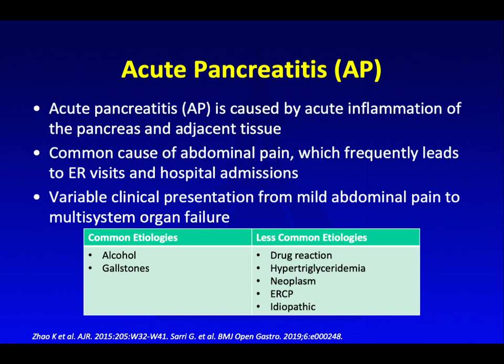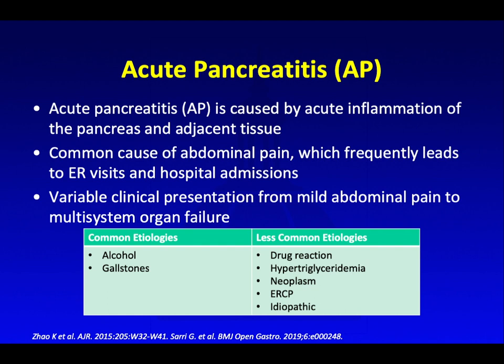So acute pancreatitis is caused by acute inflammation of the pancreas and adjacent tissue. It's a very common cause of abdominal pain and frequently leads to ER visits and hospital admissions. So it's a very expensive kind of clinical problem that we constantly deal with. The clinical presentation can be quite variable, from mild abdominal pain to multisystem organ failure.